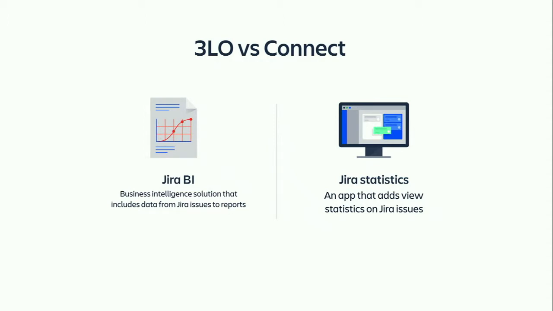So really, the main difference between when to use TRILO and when to use Connect is the direction. TRILO is for accessing Jira data outside Jira, and Connect is for accessing the features of your third-party product inside the Jira UI. So that's the main difference.